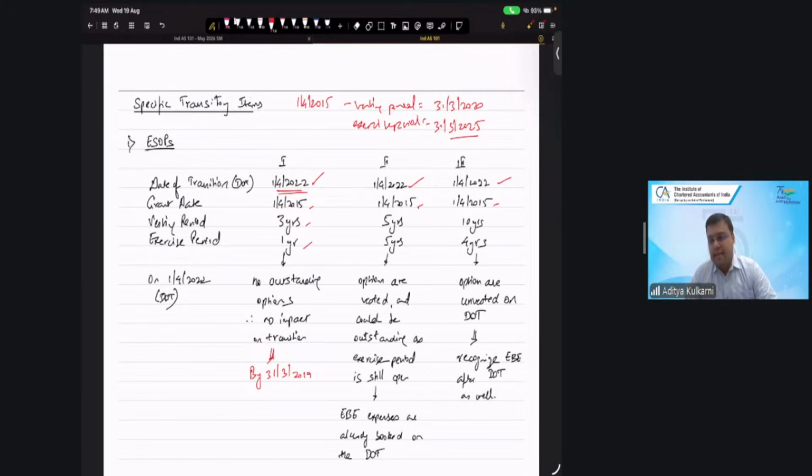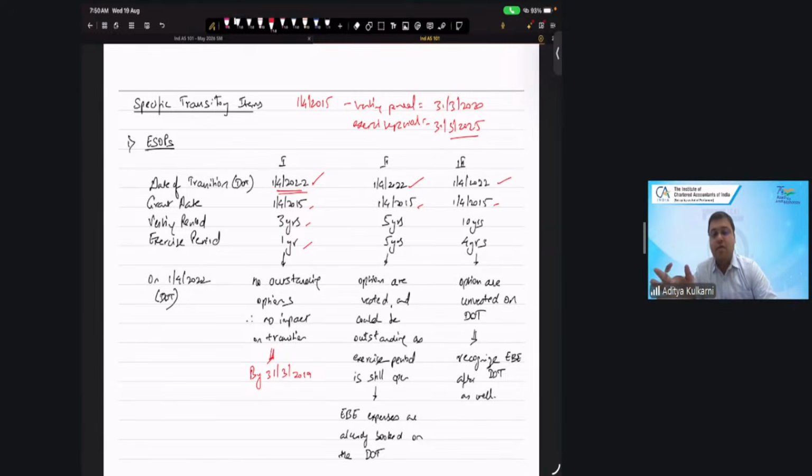24-25. So in this case, is the ESOP plan complete in all respects, or is something still pending as on the date of transition? What is pending on the date of transition? Yes, exercise period is ongoing. You have completed the vesting, no doubt about it. Vesting is over. That means which part is over?